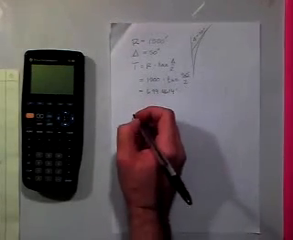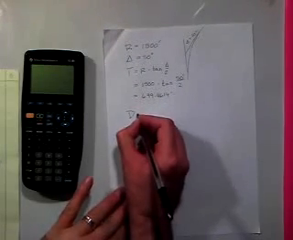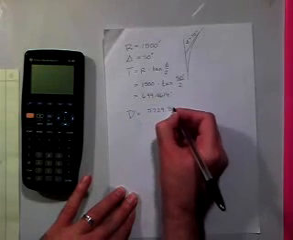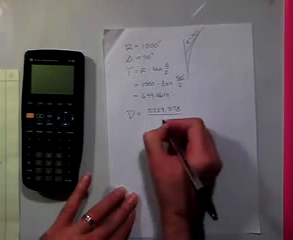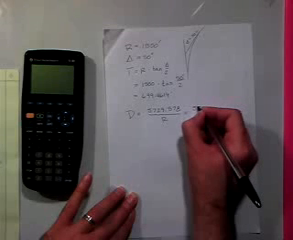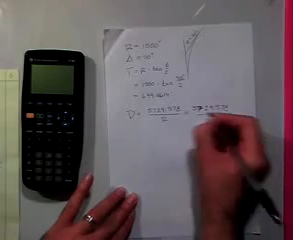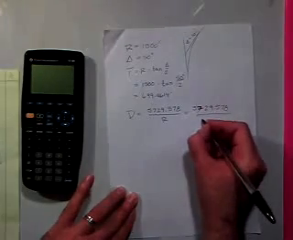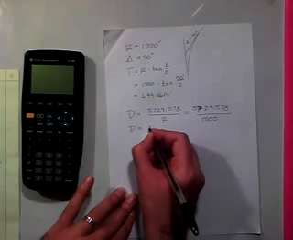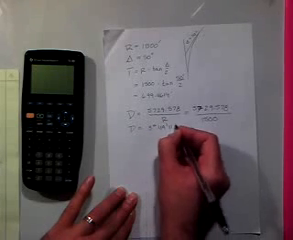We'll also need our degree of curvature, and that formula is degree of curvature equals 5,729.578 divided by the radius, which is 1500 feet. And our degree of curvature equals 3 degrees, 49 minutes, and 11 seconds.